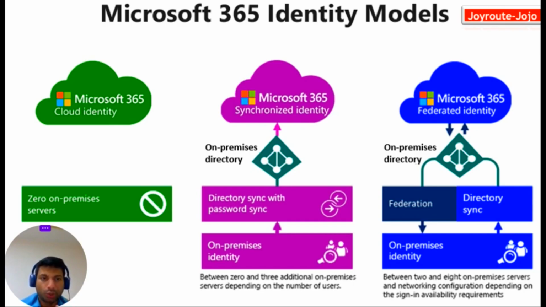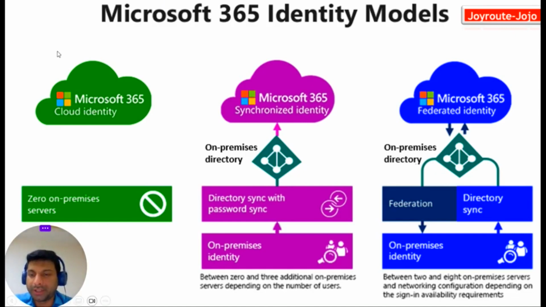To plan user identities, you must first understand the different types of Microsoft 365 user identities, namely cloud identity, synchronized identity, and federated identities. An organization can choose to maintain identities only in Microsoft 365. This is called cloud identity. Or you can choose to sync your on-premise identities to Microsoft 365. This is called synchronized identity. The third one is federated identity. So we will talk about these three right now.